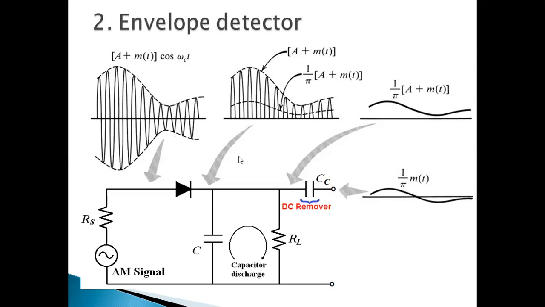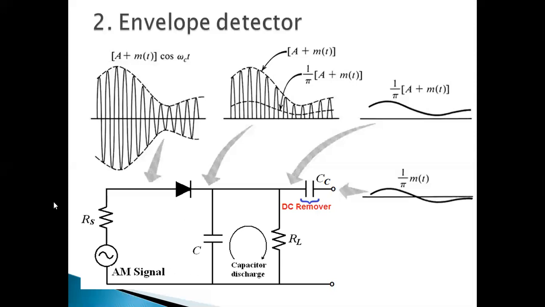We have assumed that the AM wave is applied to the envelope detector, supplied by a voltage source whose internal impedance is RS. To rapidly charge the capacitor up to the peak value of the input signal, the charging time constant is RS into C. The time constant is RS into C.